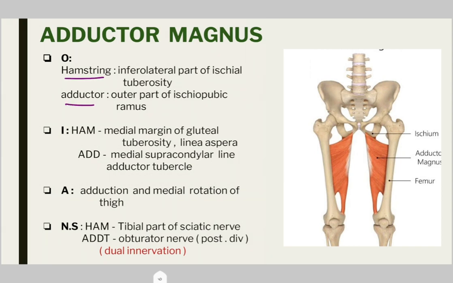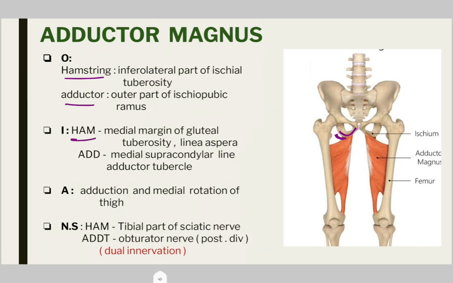It has a hamstring head and an adductor head. The hamstring head originates from, have I shown you the ischial tuberosity, it originates from the inferior lateral part of the ischial tuberosity, and the adductor head will originate from, this is the inferior rami of the pubis and this is the ramus of the ischium. So it will originate from the outer part of the ischiopubic rami.